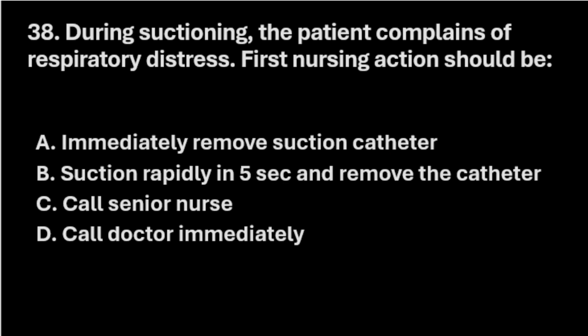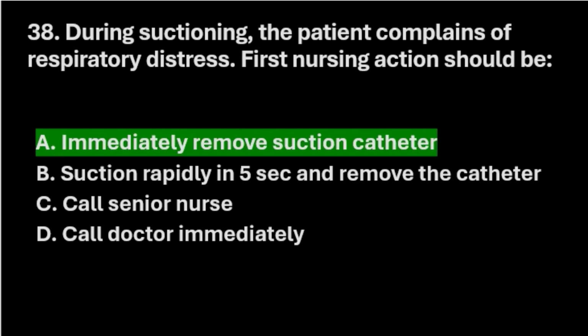Next question. During suctioning, the patient complains of respiratory distress. First nursing action should be option A, immediately remove suction catheter. Option B, suction rapidly in 5 seconds and remove the catheter. Option C, call senior nurse. Option D, call doctor immediately. The right answer here is immediately remove suction catheter.